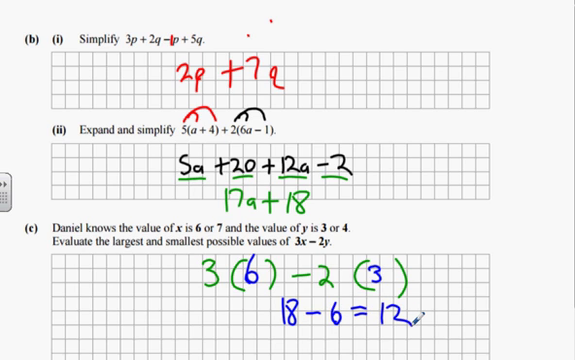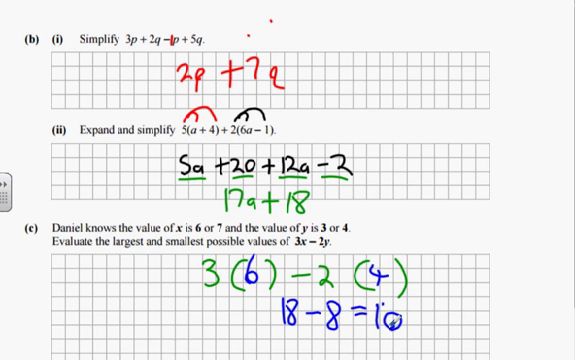What happens if we try it a different way? What happens if we use 4 instead of 3? It'll be 18 minus 8, which is 10. Is 10 smaller than 12? Yeah. So you pick the smallest number for x, and the biggest number to take away from it to make it as small as possible.